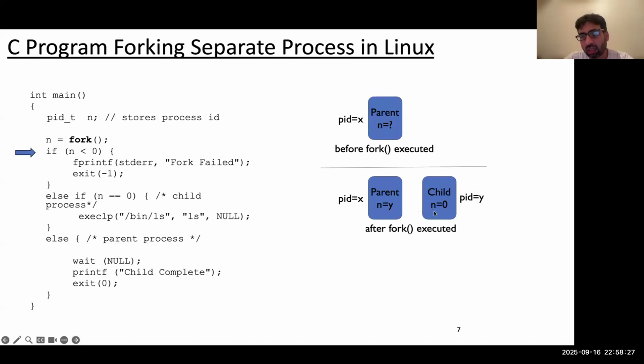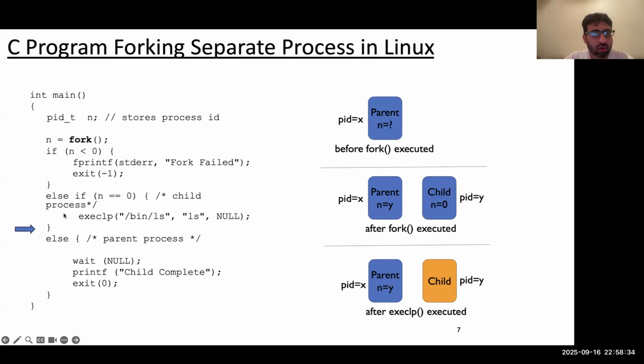But the variable n in the address space of the child is set equal to 0 after fork is executed. Now when the control comes here, if n is equal to 0, it means this will be executed only for the child, because in the case of the parent, n is equal to Y, it is not 0. So then we have executed this line, execlp, right?